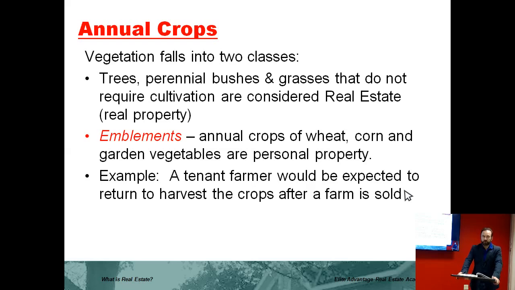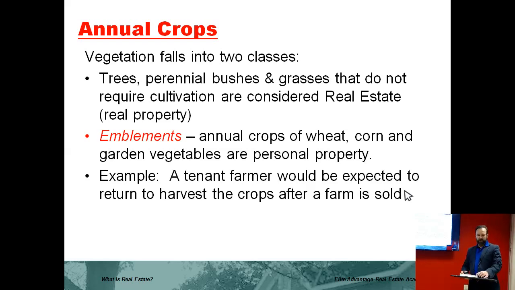So anything that is an annual crop, again, such as wheat, corn, garden vegetables, are emblements and are considered personal property. So, in addition to what we're starting to learn about personal property and real estate, if you were selling a farm and let's say it had corn on the farm, like corn stalks, it could be a possibility that that farmer will take the crops with them. In other words, dig up all of the crops, take that with them, and it not be part of the property because it is considered personal property.